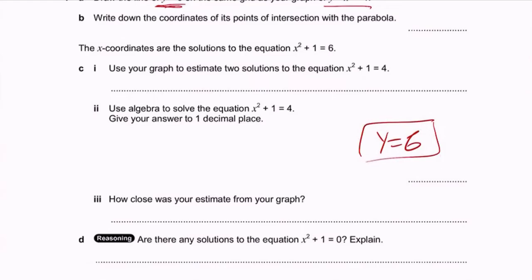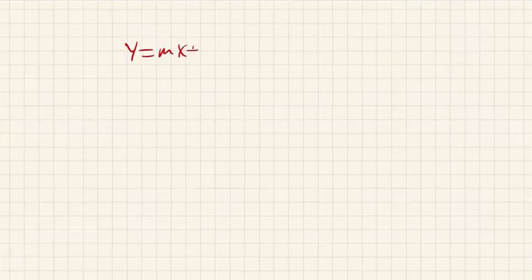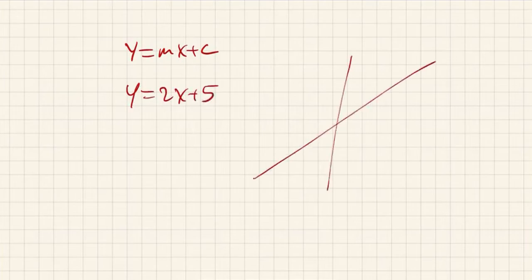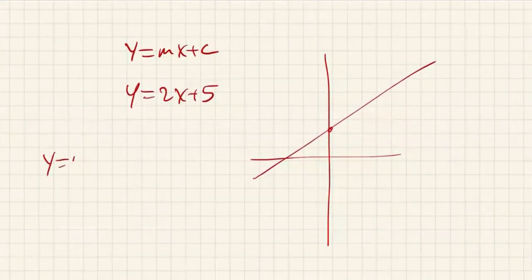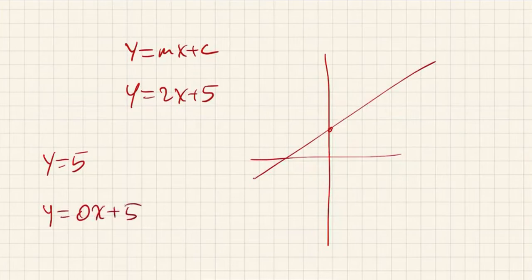Previously we know that y equals mx plus c, for example y equals 2x plus 5. This will pass through the point 5 and it has a positive gradient like this. But if I tell you y equals 5, where is the gradient? Where is x? This means y equals 0x plus 5. 0x means no gradient. So what is the shape of this line? y equals 0 gradient. What is gradient? Can anybody define the gradient?